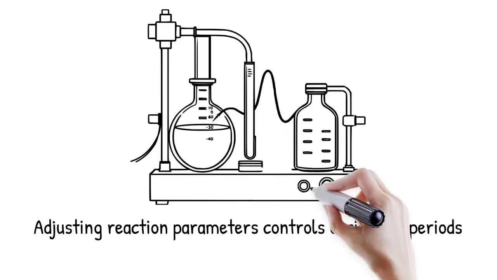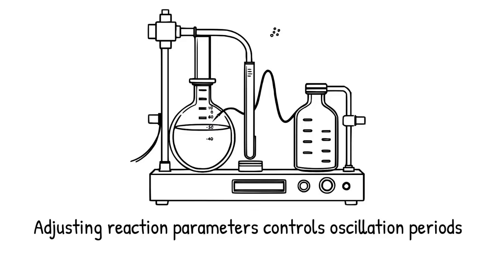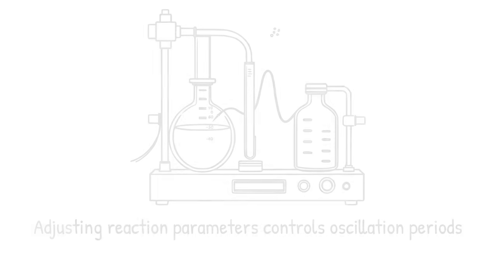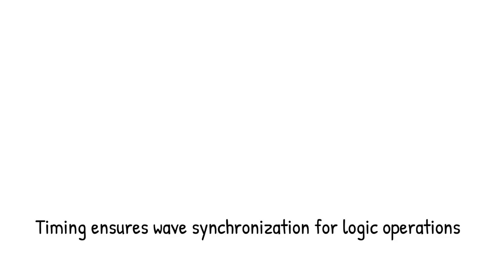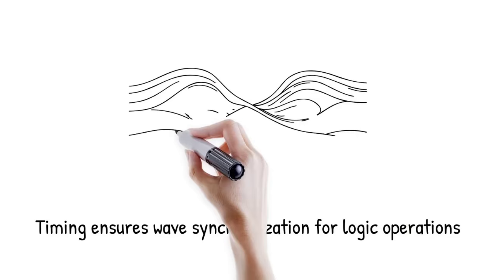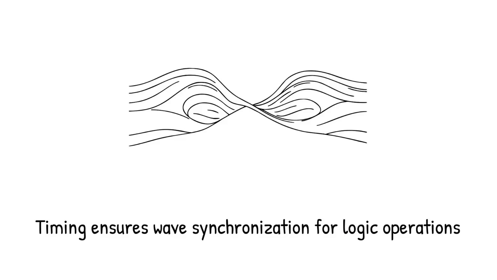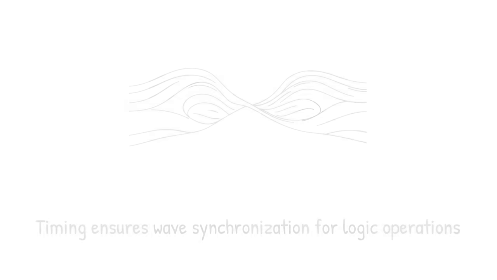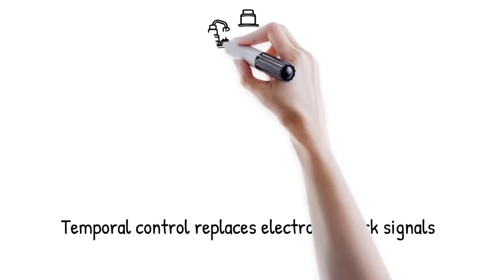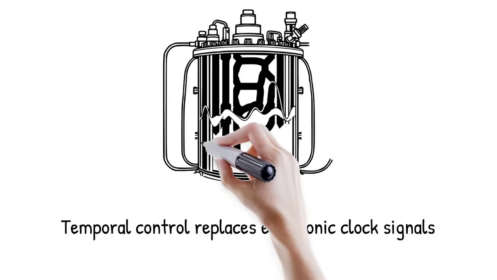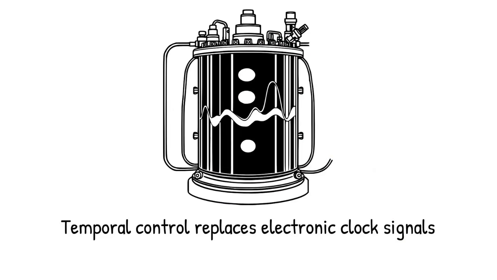By selecting reaction parameters, temperature, catalyst concentration, and feed rates, researchers adjust the oscillation period and amplitude. Accurate timing ensures that waves arrive at junctions in the correct phase relationships to execute logic operations. Phase resetting via local perturbations provides a mechanism to synchronize or delay pulses. This intrinsic temporal control replaces electronic clock signals in conventional circuits.